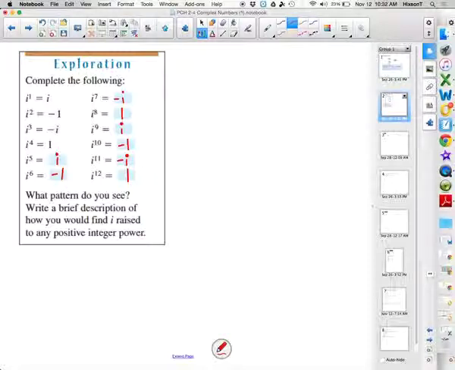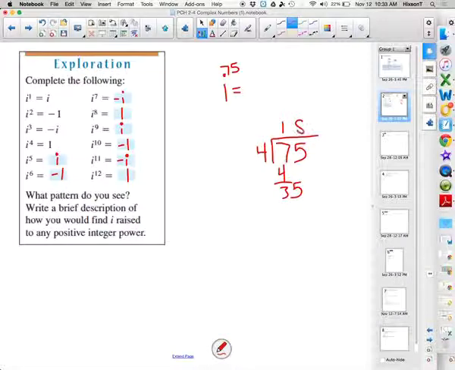You divide the power by 4, and then whatever your remainder is, you just use the 4 possible i values. Okay, good. You're dividing by 4, so, for example, if I wanted to find i to the 75th power, I would take 75 and I would divide it by 4. And I would get 18 with a remainder of 3, okay?